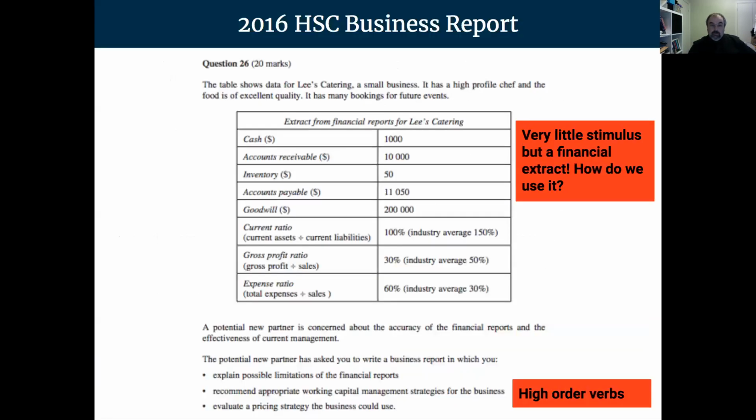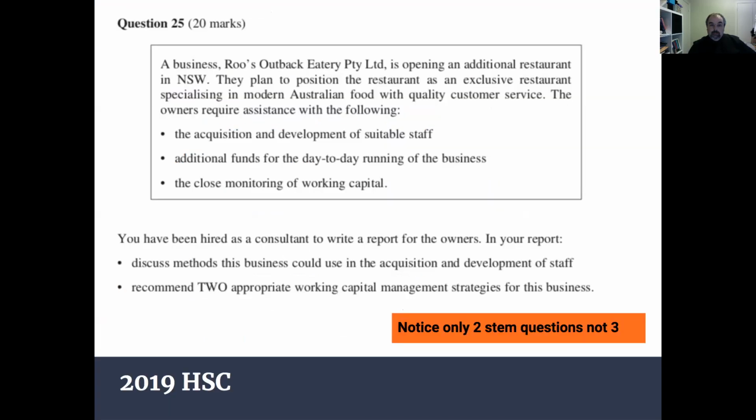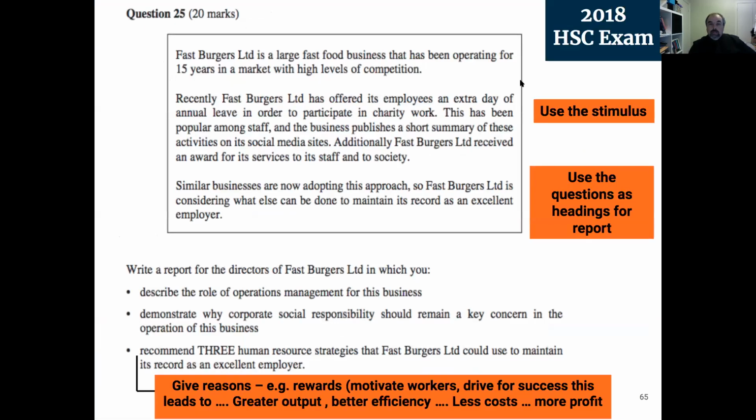Okay, so we've just jumped ahead a bit. Sorry about that. So the 2018 question. So stimulus material is around Fast Burgers Ltd. So that's a public company. And again, we've got some pretty detailed information about the business and some of the issues surrounding that business.